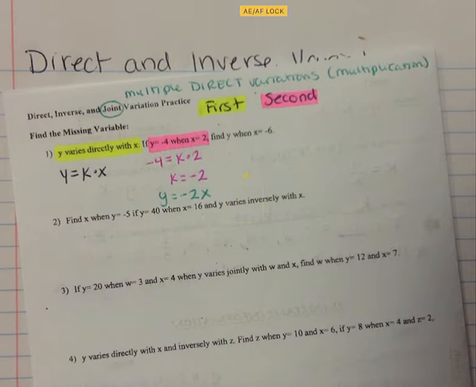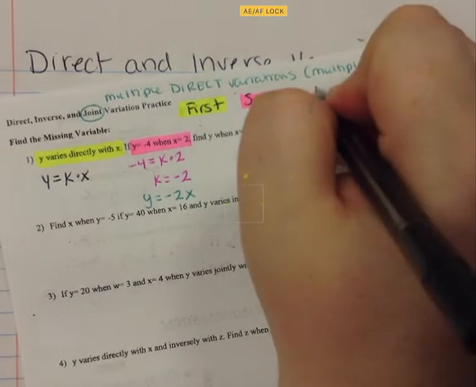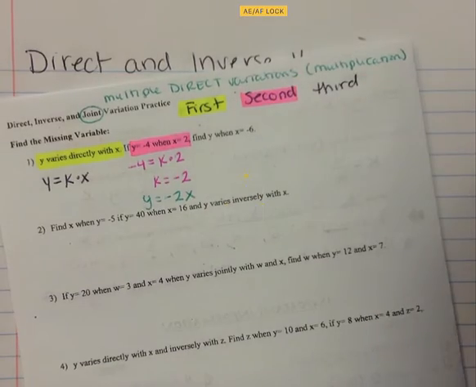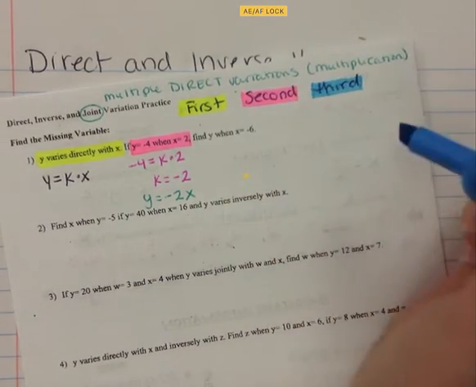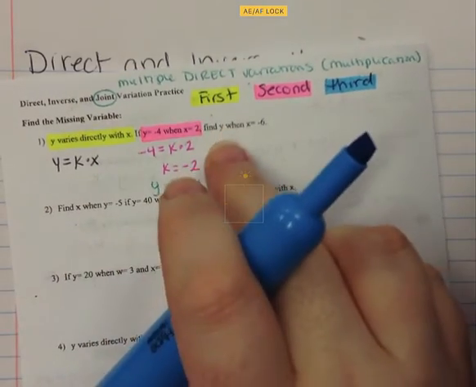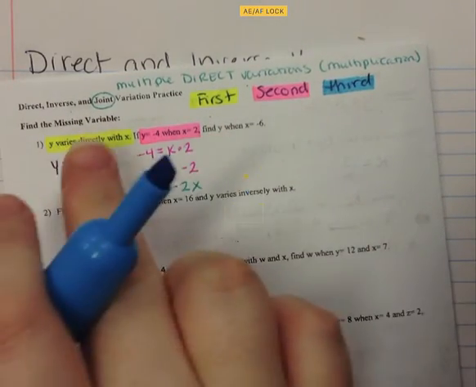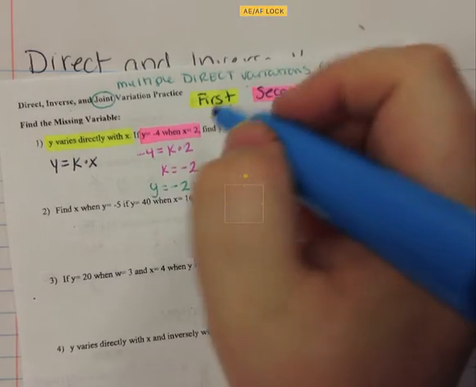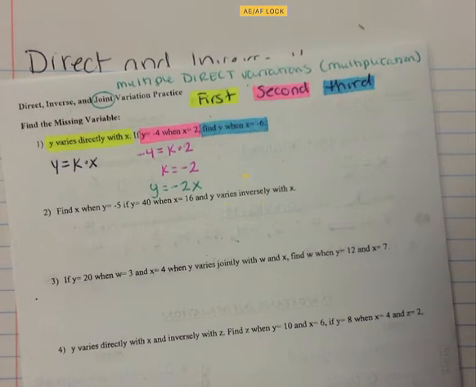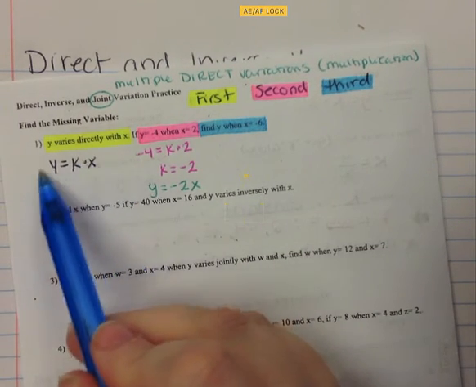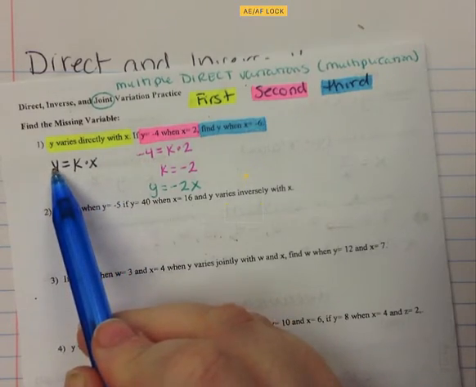The third part you do, I'm going to highlight in blue, and I'll write in blue. The third part is the find. Because we're finding the missing variable, that should always be the last thing you do. We want to find y when x equals negative 6. That means we don't have the y value, but we do have the x value.